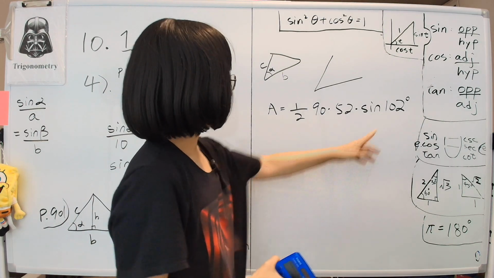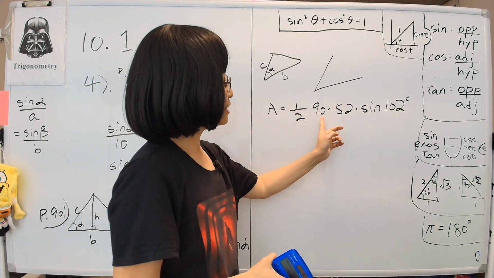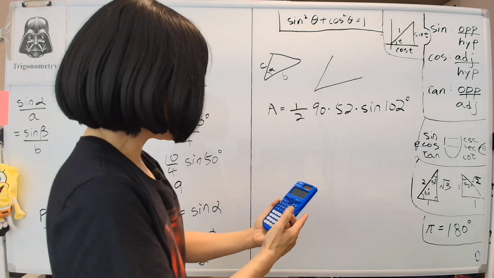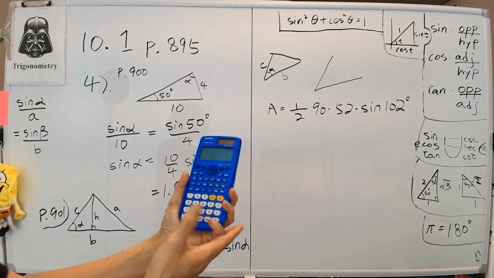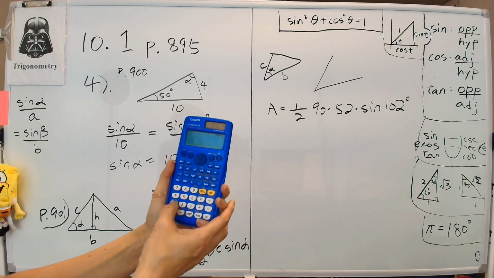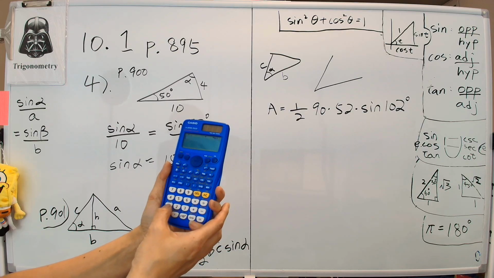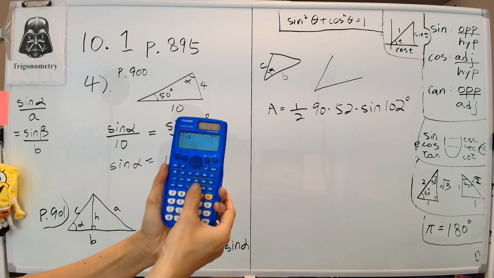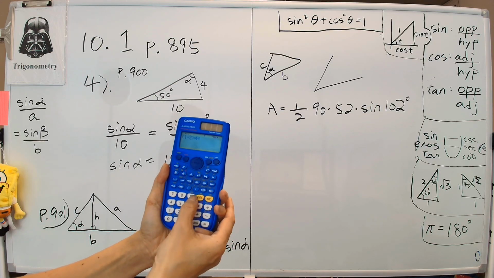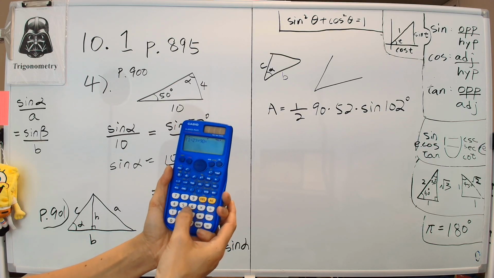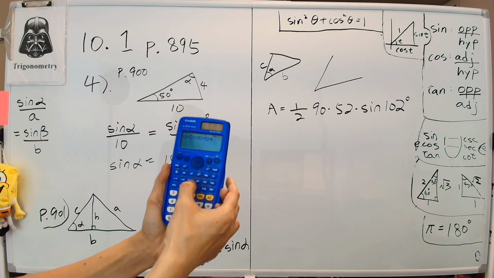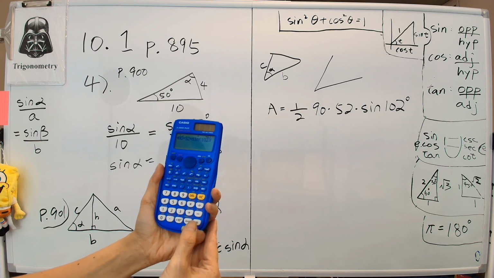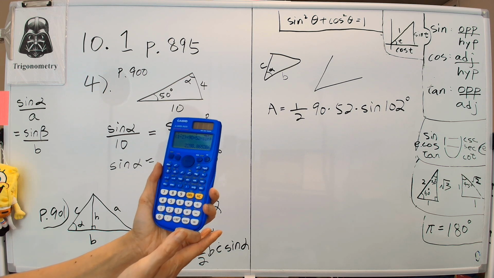Okay, so the angle, just make sure the angle is the angle between these two sides. Now once we made sure of that, then let's pull out the calculator and let it do its magic. So we have the area equals 1/2 (1 divided by 2, close parentheses) times 90 times 52 times sine of 102 degrees, close parentheses, and that should do it.